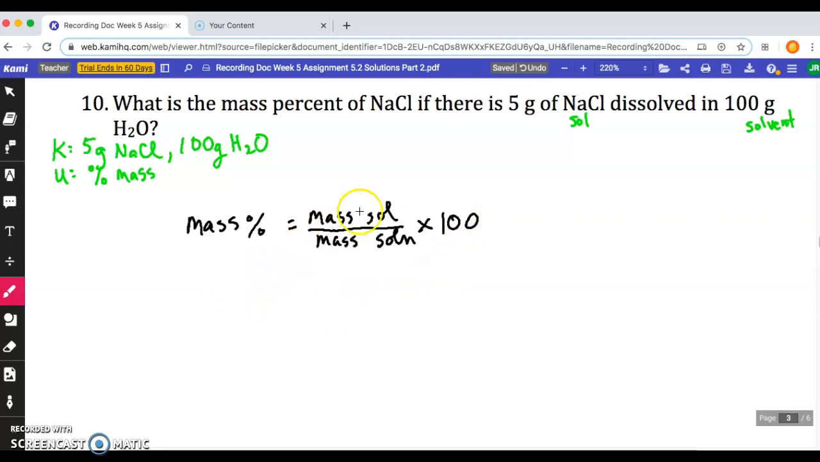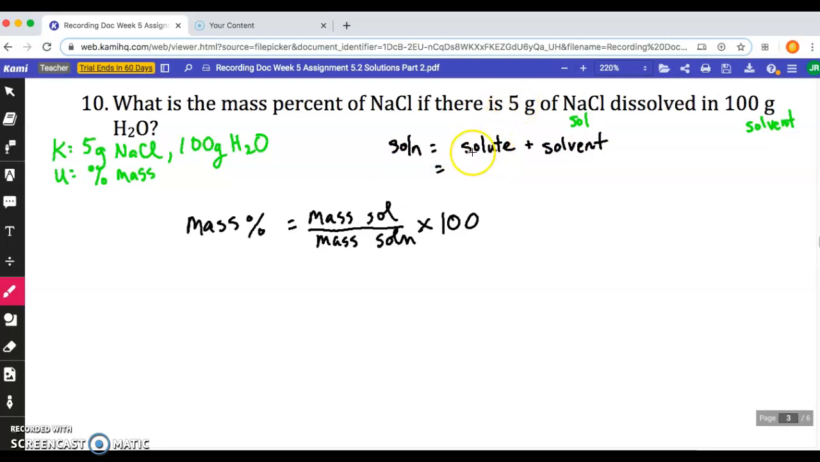And we have the mass of the solute. See? The solute is here, and we've got the mass. We've got the 5 grams. So perfect. Do we have the mass of the solution? Well, we only have the solvent, okay? And you guys got to remember that solution needs to be both the solute plus the solvent.